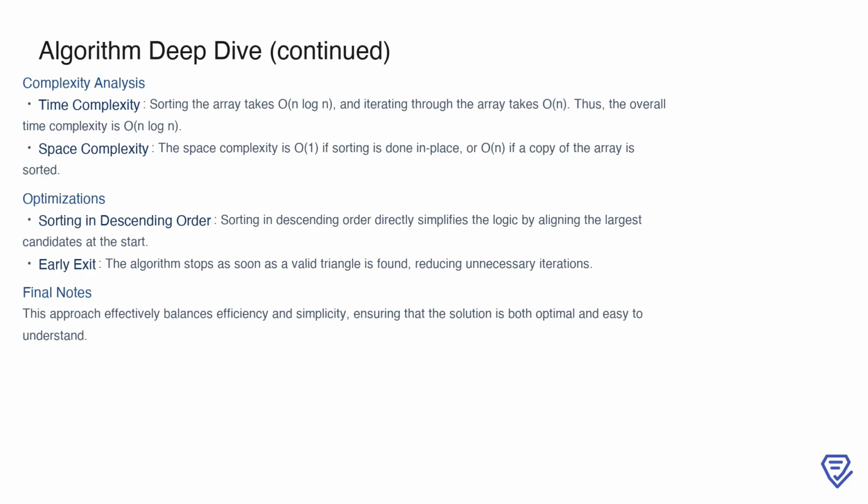The space complexity is O(1) if we sort the array in place, or O(n) if we create a copy of the array for sorting. To optimize further, sorting in descending order simplifies the logic by aligning the largest candidates at the start. The algorithm's early exit mechanism also reduces unnecessary iterations by stopping as soon as a valid triangle is found. This balance of efficiency and simplicity makes the solution both optimal and easy to understand, providing a clear and effective way to solve the problem.